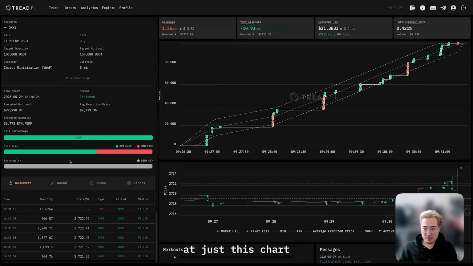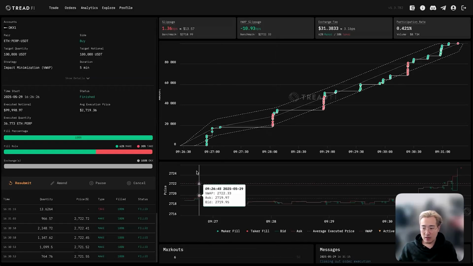And then I'll take a look at just this chart right here. If it's a longer order, if it's a passive order, I would expect to see everything to be green. If it's a shorter order, maybe I'll see reds here and there. But I just want to make sure that the executed quantity follows somewhere within the min and max bound.